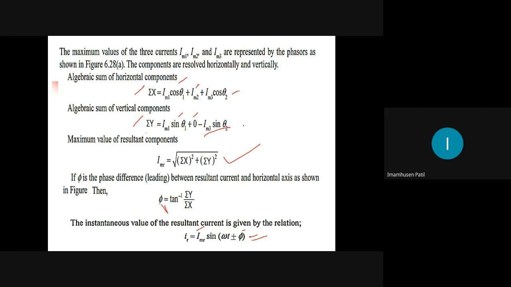Suppose IR is equal to IMR, say 100 volt, sin omega t plus 45. Suppose plus 45. What does it mean? This is the resultant IR you got. This IMR is the magnitude, but there is a plus 45. What does it mean? It is leading by an angle of 45 degrees.